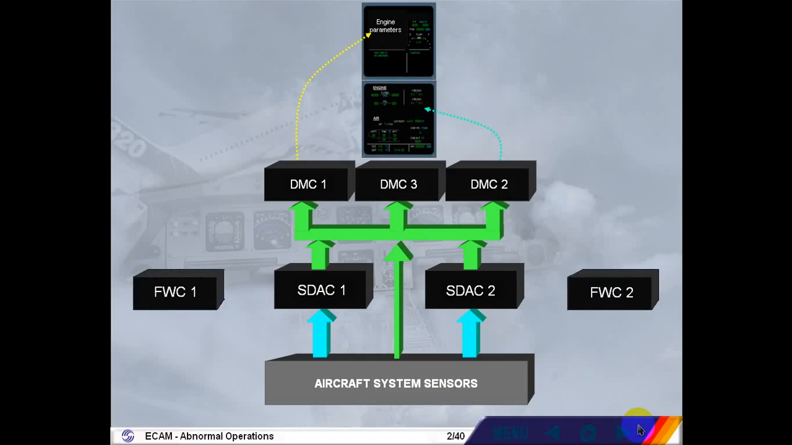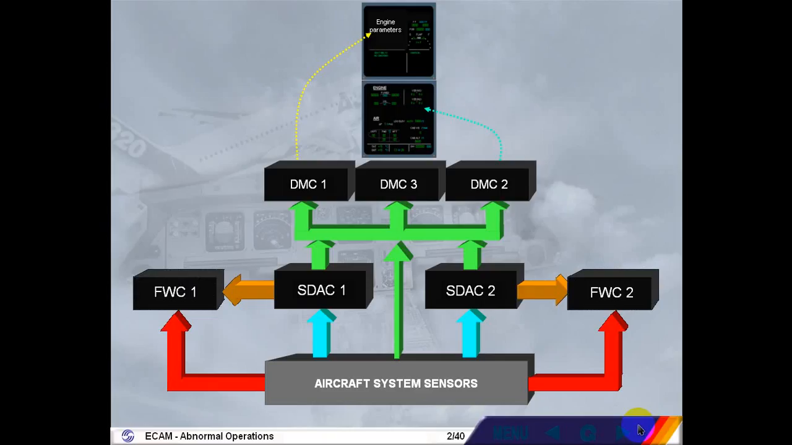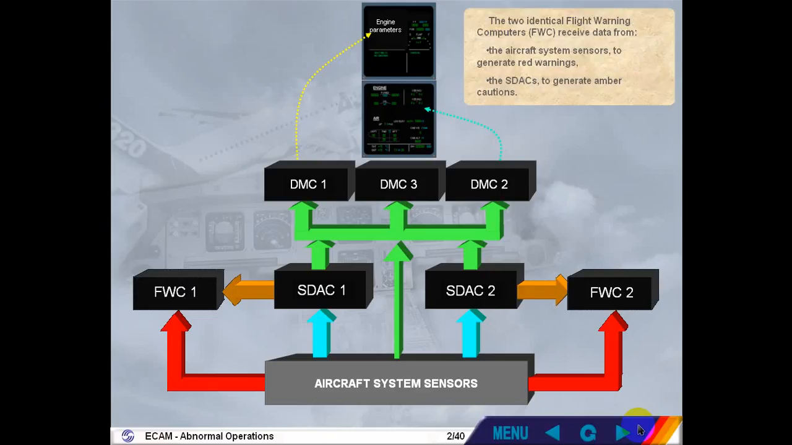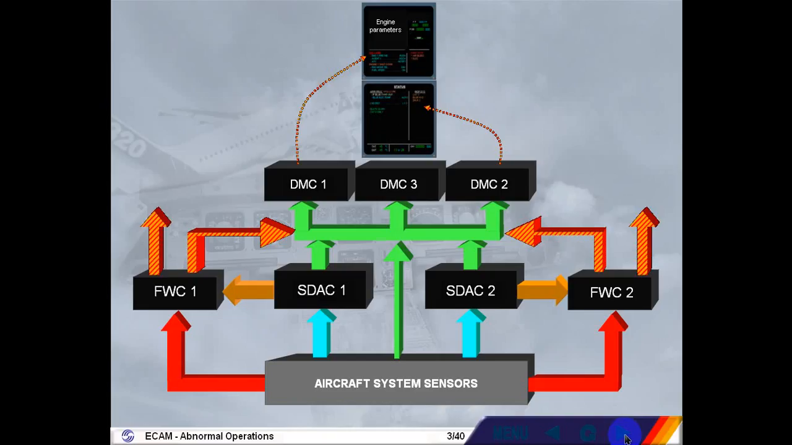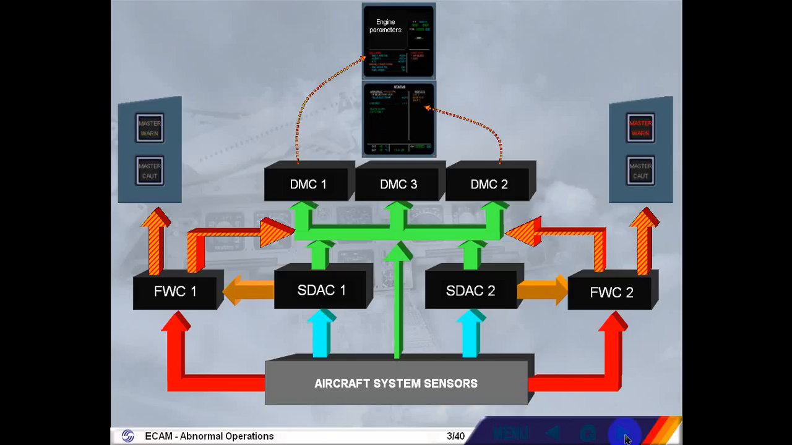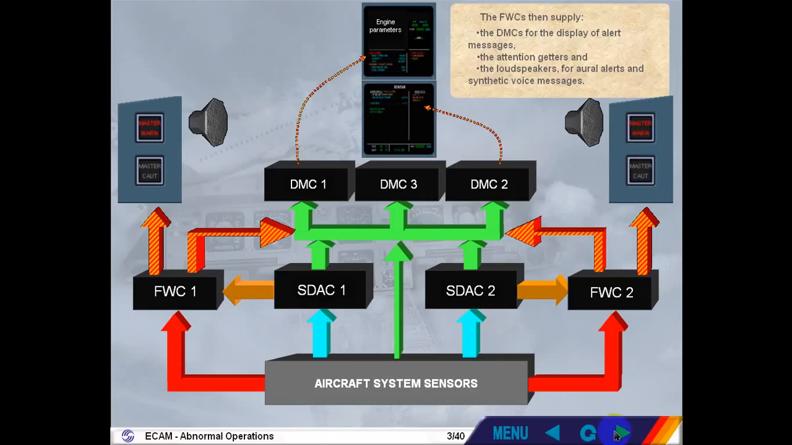The two identical flight warning computers, FWC, receive data from the aircraft system sensors to generate red warnings, the SDACs to generate amber cautions. The FWCs then supply the DMCs for the display of alert messages, the attention getters, and the loudspeakers for oral alerts and synthetic voice messages.